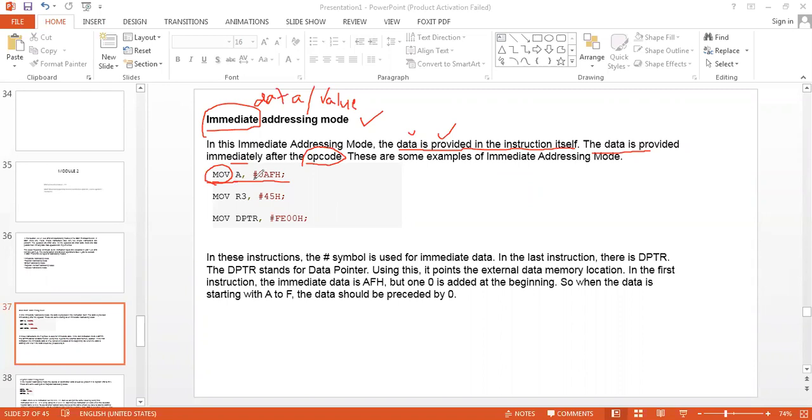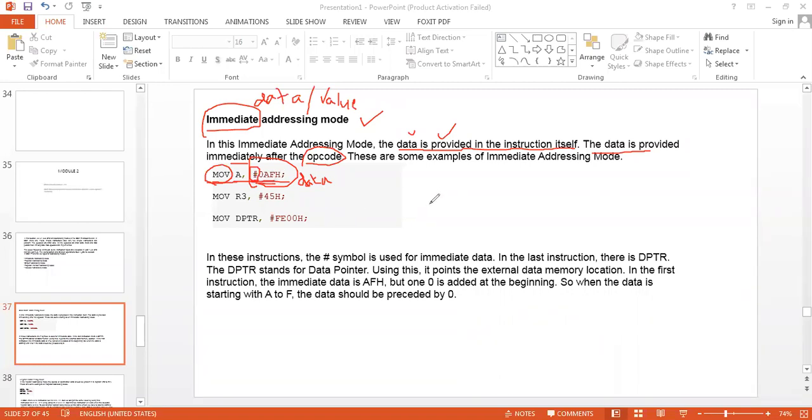The destination operand, and what is after the comma, what is being written? The source operand. Here, the source operand always stands for immediate data, which is written by a developer, a programmer. This is provided by using the hash symbol, which has to be written compulsorily.